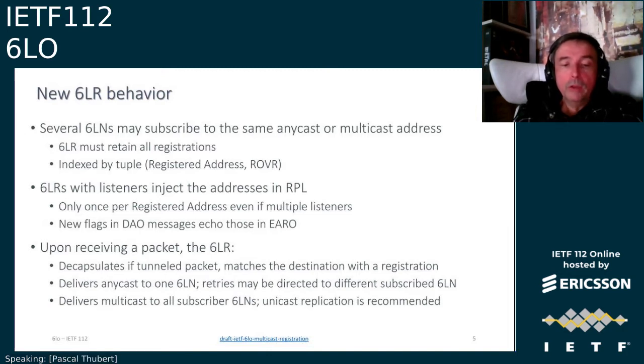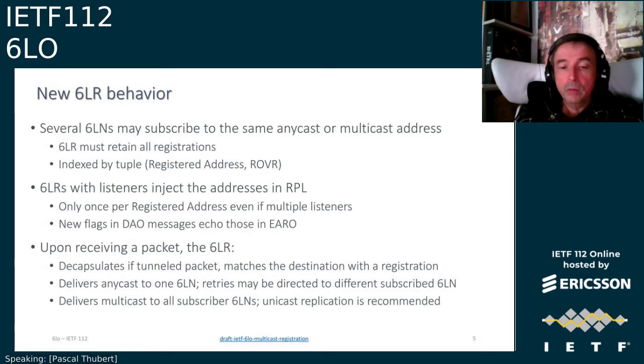On the way back, when the packet is received from the parent in storing mode and from the root in non-storing mode, the 6LR decapsulates if tunneled and looks at the packet. Now it can be anycast or multicast, so it will find possibly more than one registration. If it's anycast, it will select one. Again, we don't say by which logic, which policy.